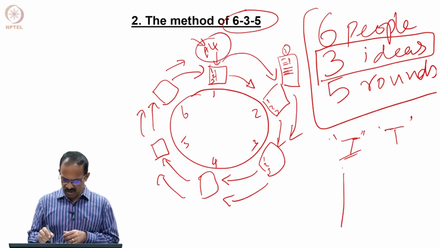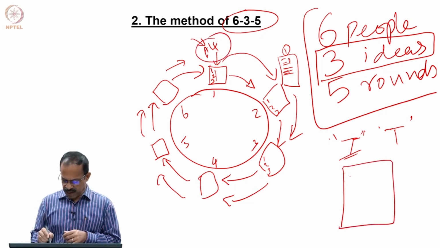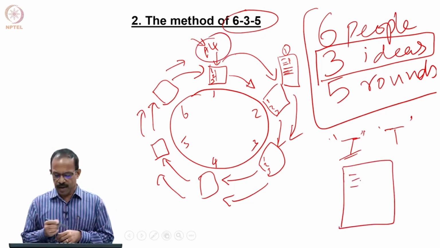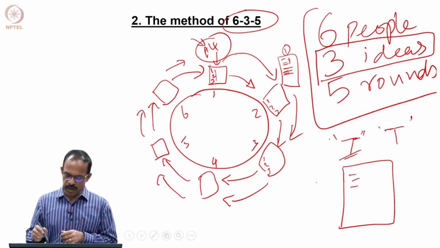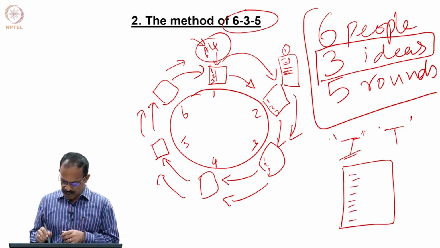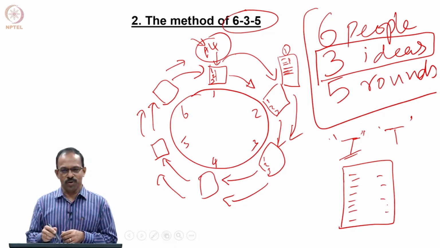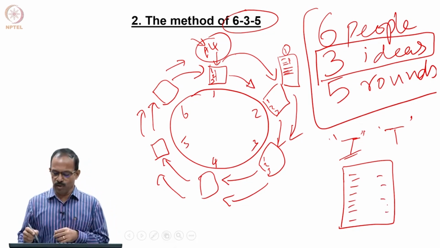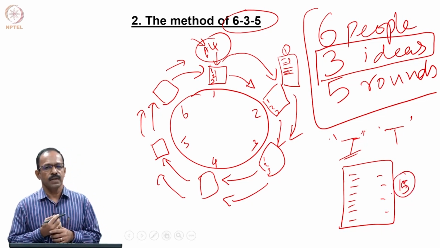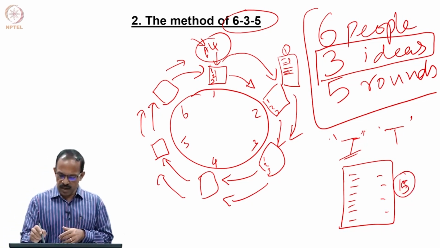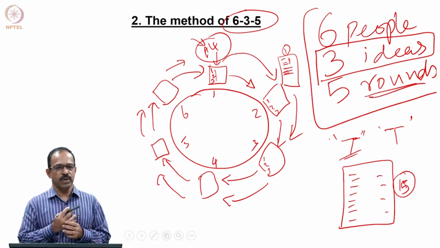Now, he will look at his sheet. He had 3 ideas initially, and by the time it came back to him, he will see there are a large number of ideas on the paper. So, the 3 ideas have become 10 or 15 ideas in the sheet. That is actually one round. So, one round is completed.